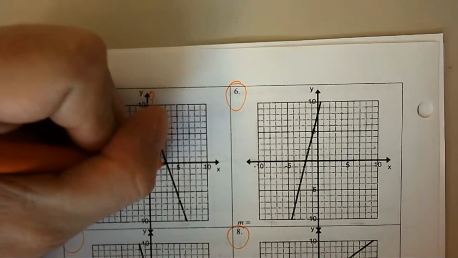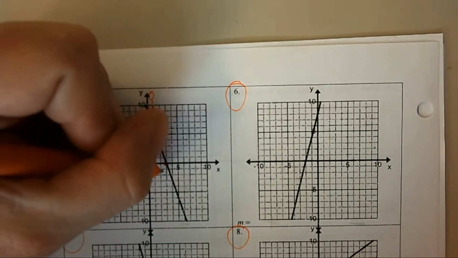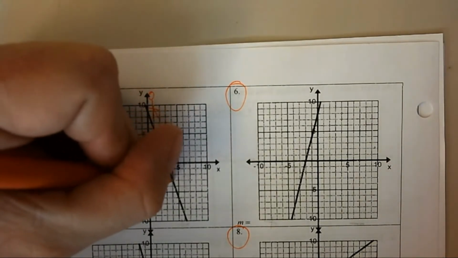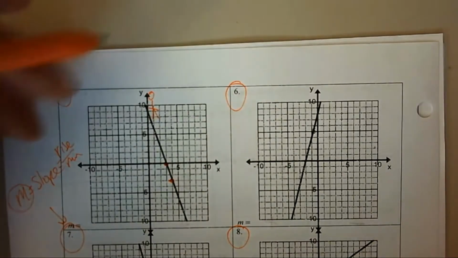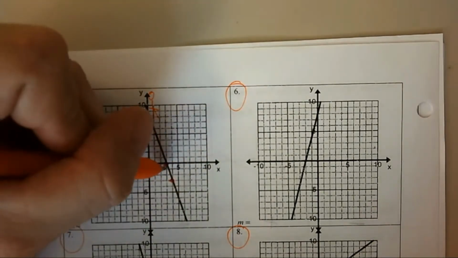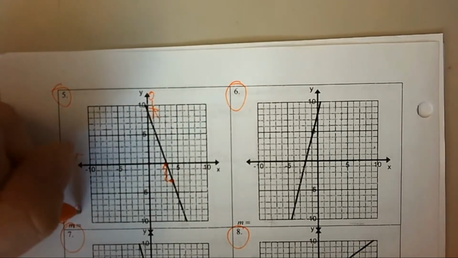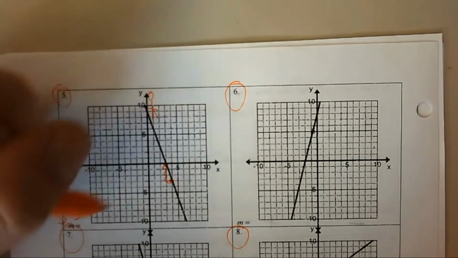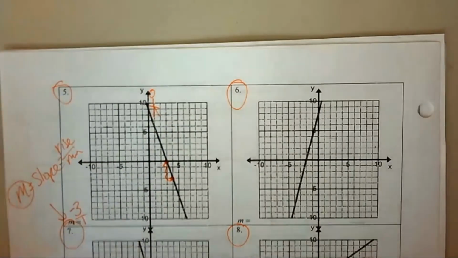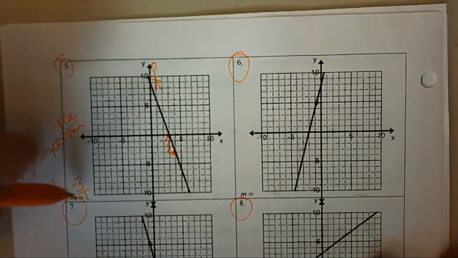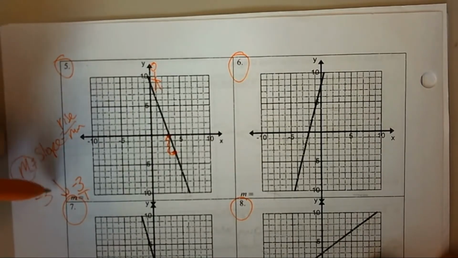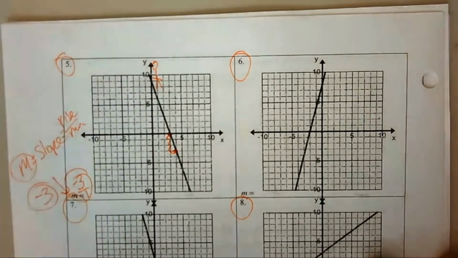All right, I'm going to pick a point right here, and looks like I can pick a point right there. Okay, so I see it has to go down 1, 2, 3. So it's a negative, so it's going down 3. And then from there, it runs over 1. So I get an answer of negative 3 over 1. In this case, when it's a whole number like that, negative 3 or negative 3 over 1 are both acceptable.